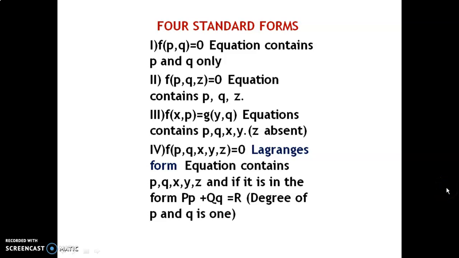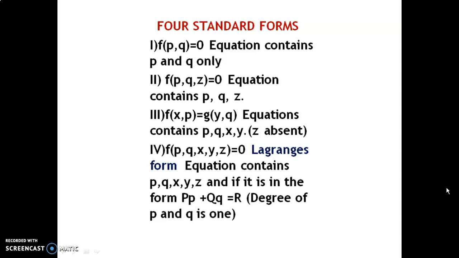These are the four standard forms in PDE. Form first, f of p, q equal to 0. Equation contains p and q only. Form second, f of p, q, z equal to 0. Equation contains p, q, z. Form 3, f of x, p equal to g of y, q. Equation contains 4 variables. Z is absent.